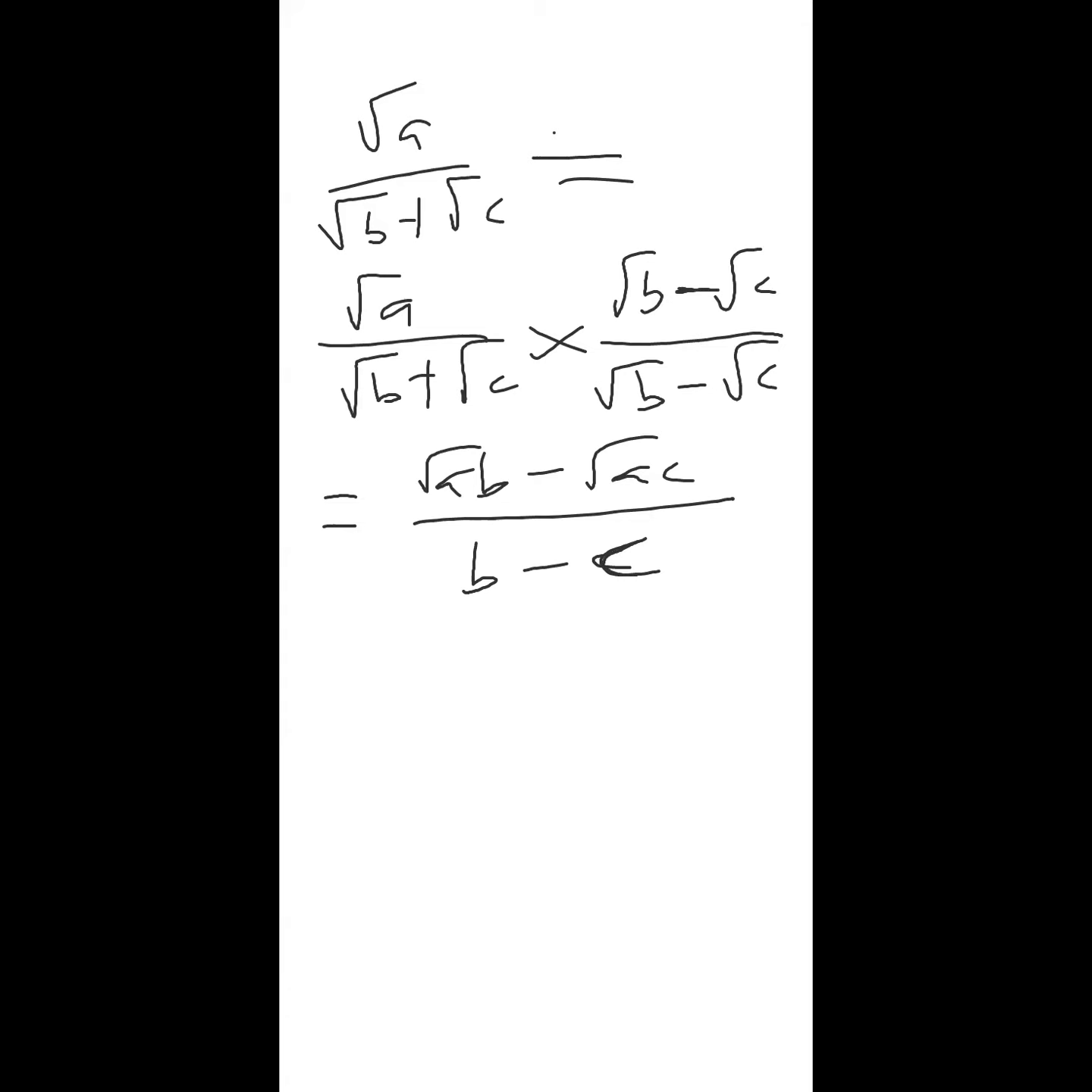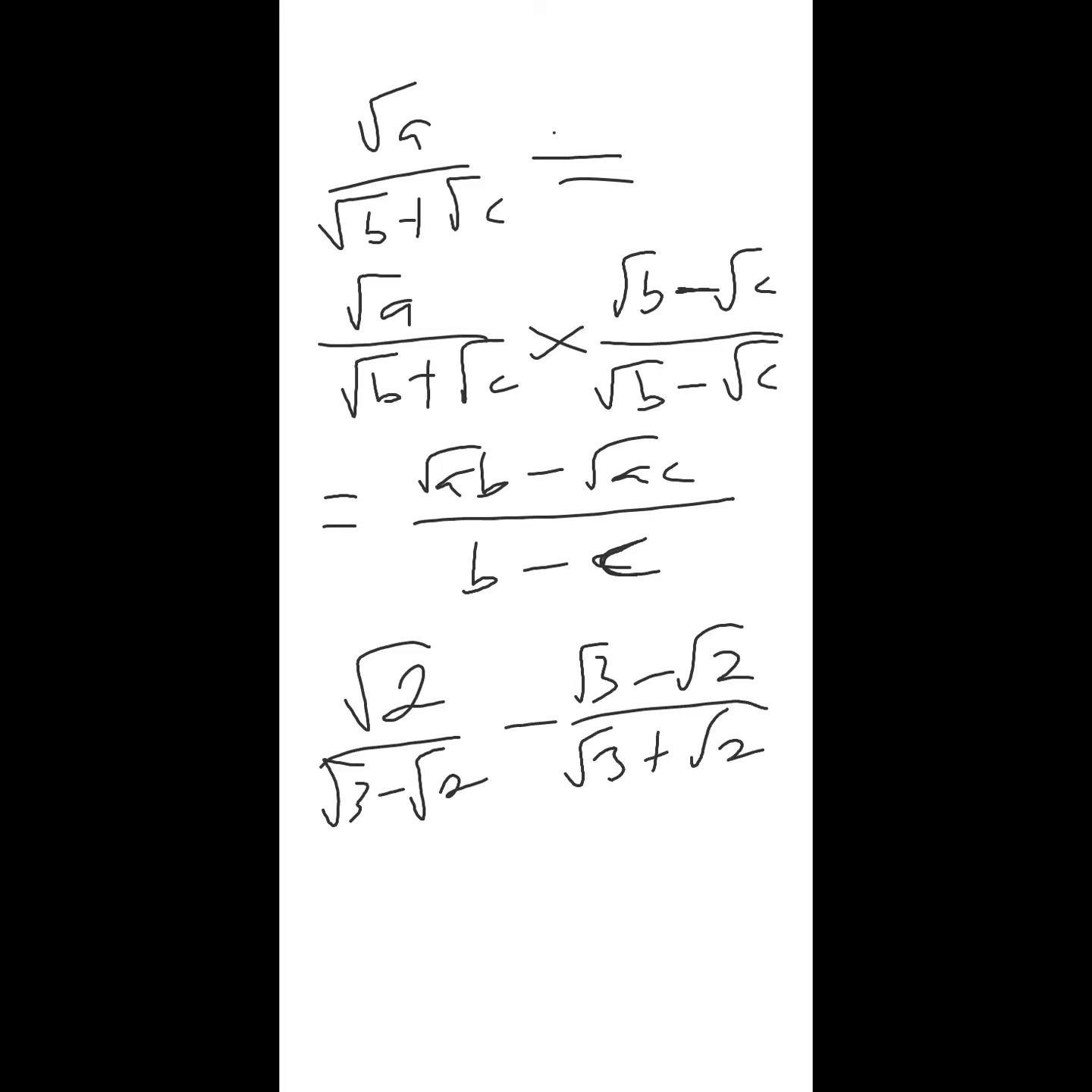This is 1981 JAMB, and I'm going to write out the question. 1981 JAMB. I don't know which number it is in 1981, but this is the question. Simplify root 2 over root 3 minus root 2, then minus root 3 minus root 2 all over root 3 plus root 2. So they want us to simplify this expression.